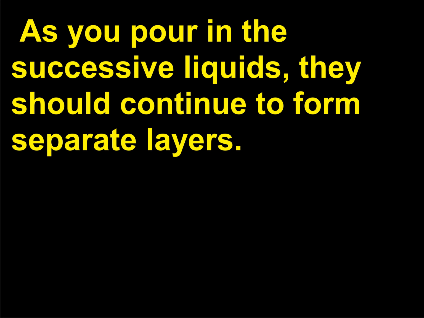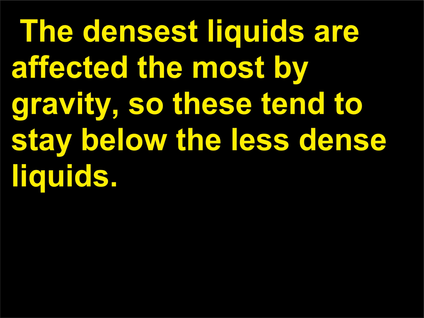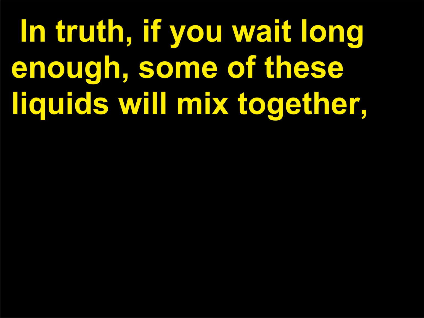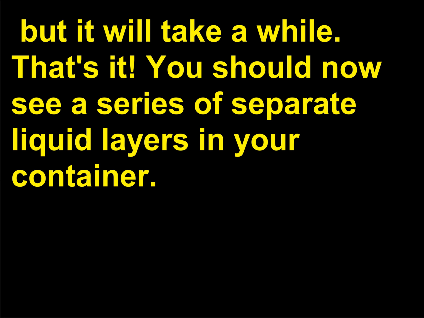As you pour in the successive liquids, they should continue to form separate layers. The densest liquids are affected the most by gravity, so these tend to stay below the less dense liquids. These liquids are not miscible, so they do not mix together to form a single solution. In truth, if you wait long enough, some of these liquids will mix together, but it will take a while. That's it. You should now see a series of separate liquid layers in your container.